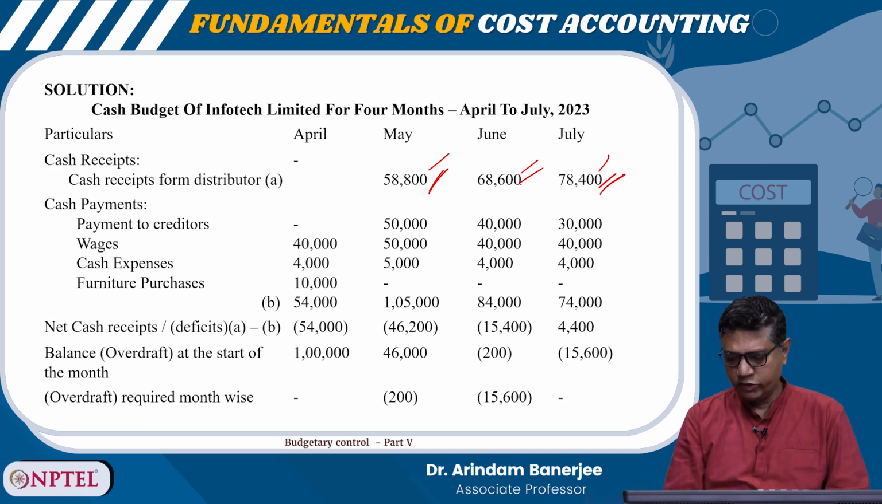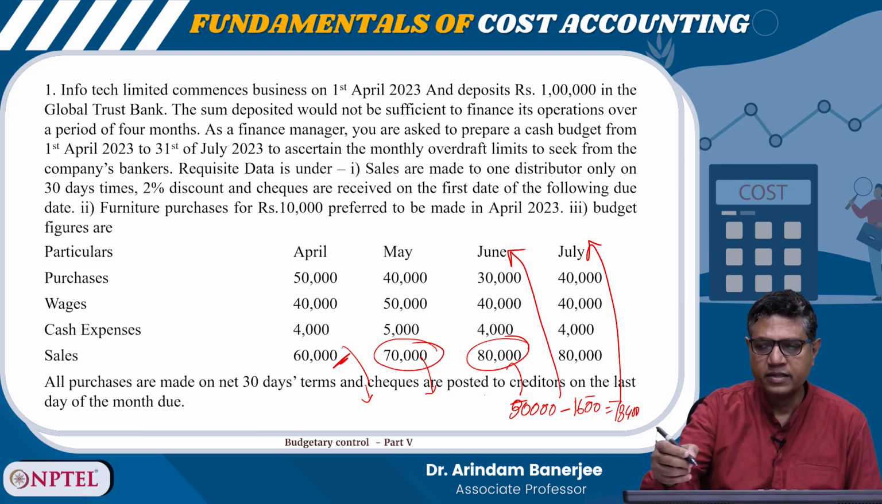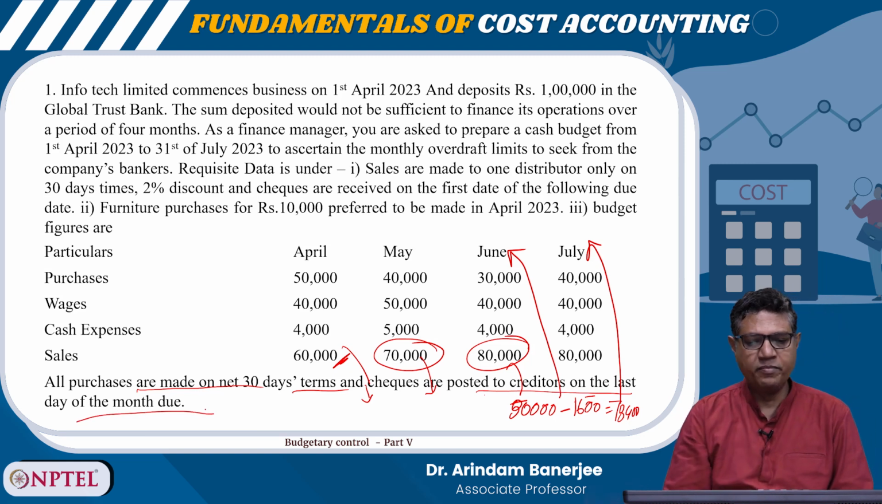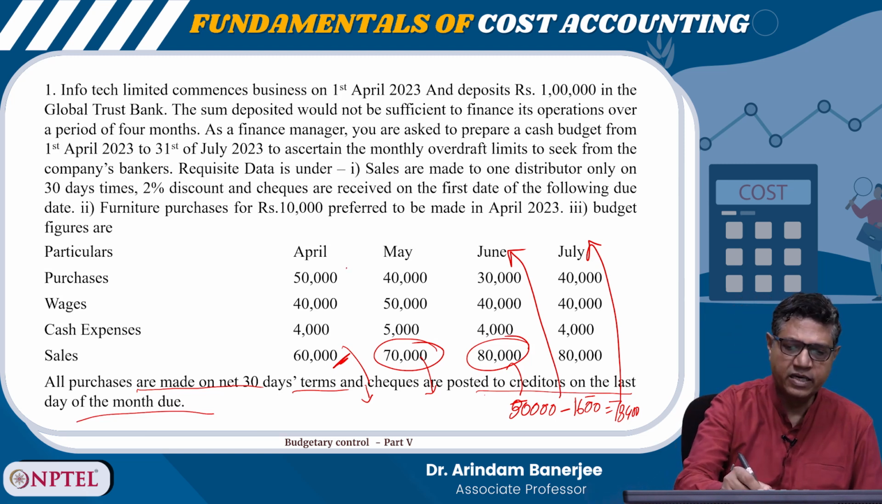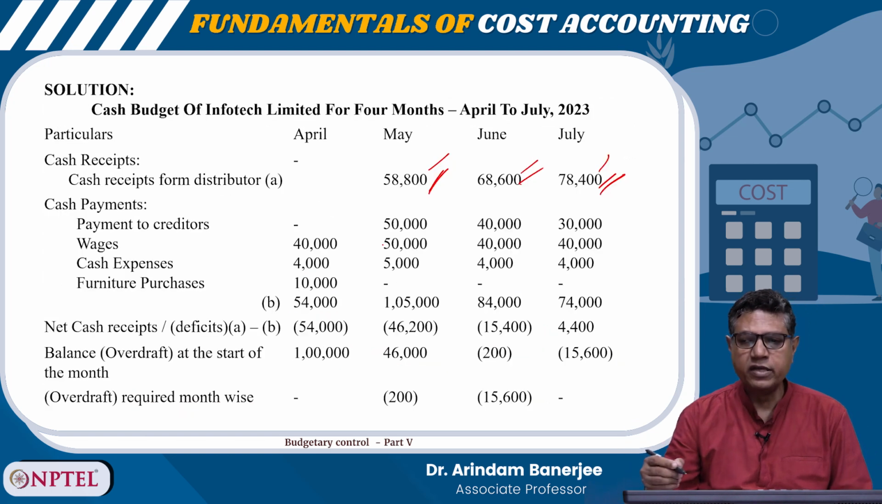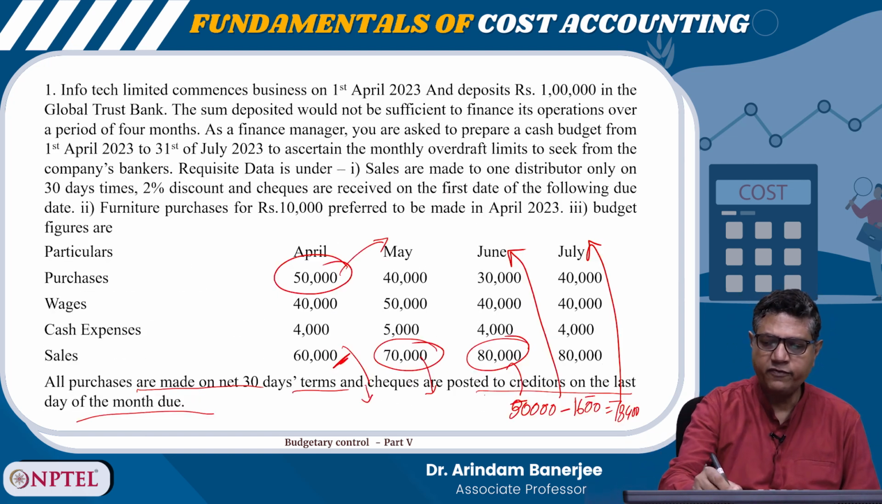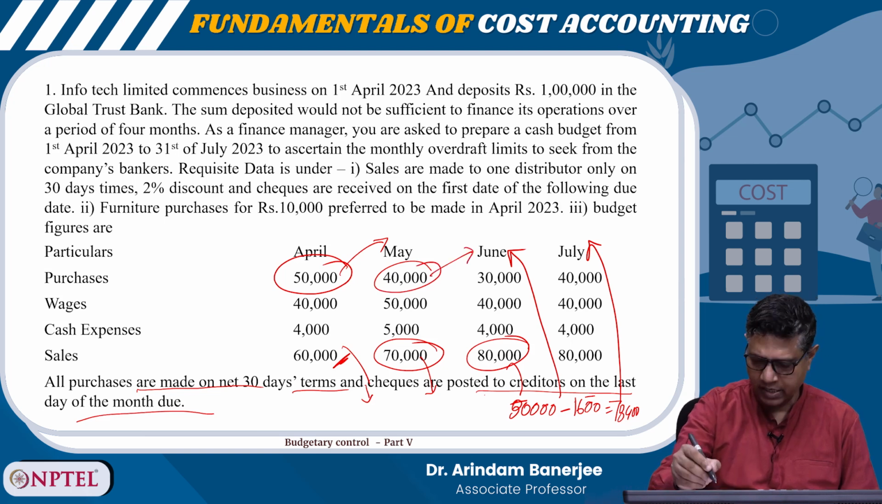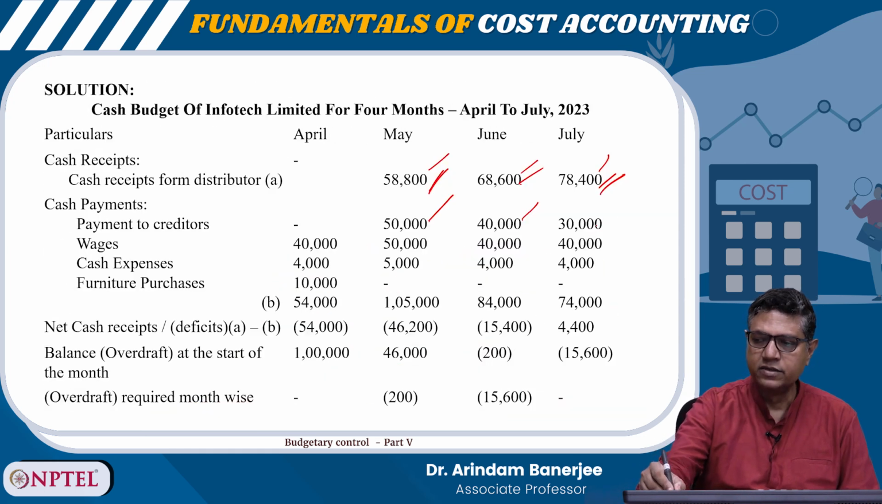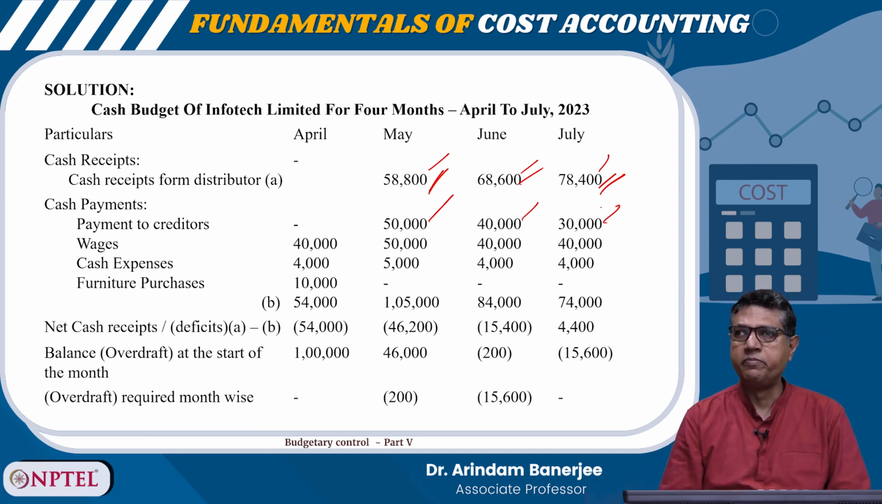Then it is making payments. In payments, the first payment is due to the purchases. It is given here that all purchases are made on net 30 days terms, posted to creditors on the last day of the month due. So payments for purchases are made to creditors in 30 days. That means the purchases made in the month of April will be paid in May. So you see 50,000 in May, right? Then this 40,000 will be paid in June, and this 30,000 will be paid in July. So this is 30,000.